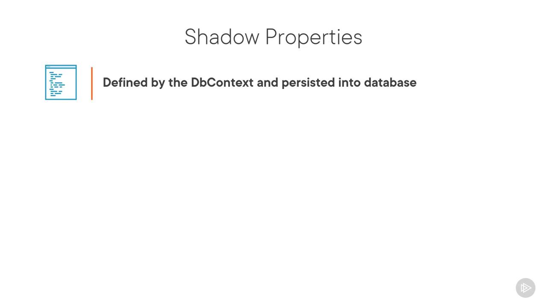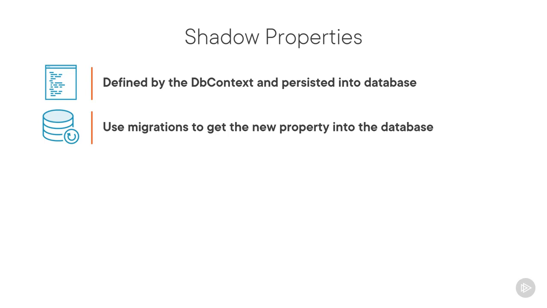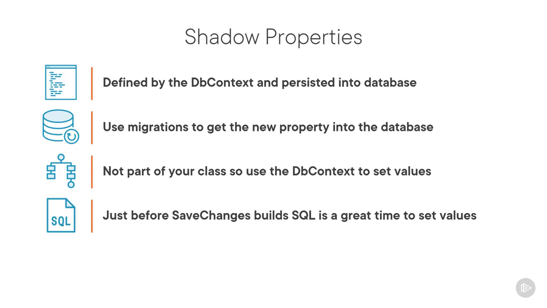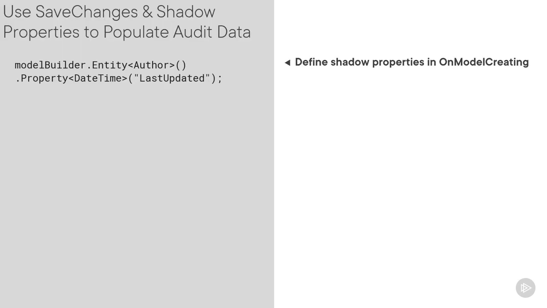Recall that shadow properties are known only by the DbContext. This also means that you will need to use migrations to make sure that the new column is defined in the database. Because the shadow properties are not part of your classes, you can't set their values the way you do for other properties. You have to do it through the DbContext. When EF Core is about to save changes, it's just the right time to have the context set the values of the shadow properties. In this example, I'm defining a shadow property for the Author type, and that goes into the OnModelCreating method because it's describing the data model.